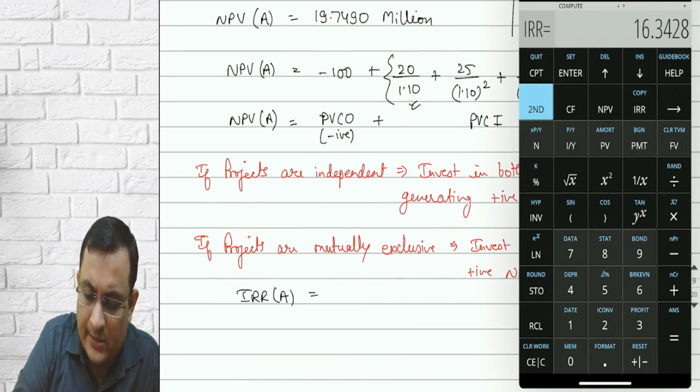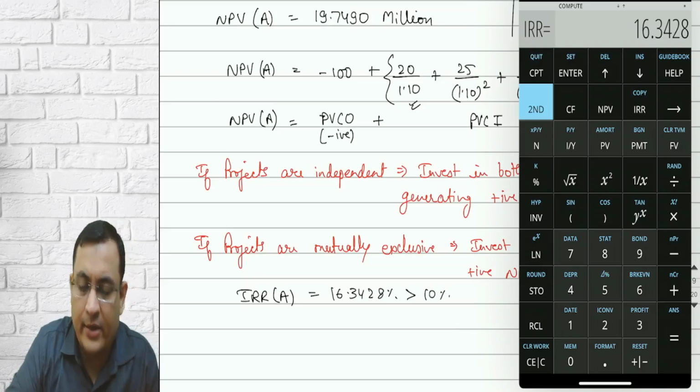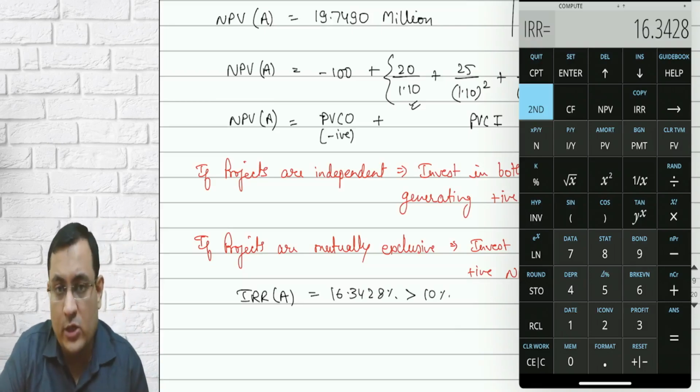IRR for project A is 16.3428%, which is greater than the 10% required rate of return. So individually, this project is acceptable.